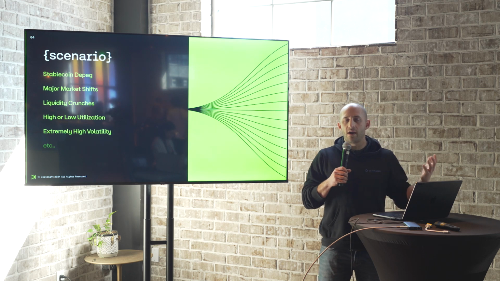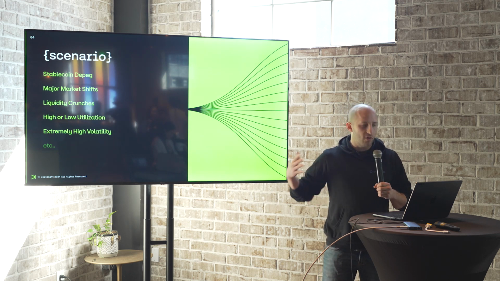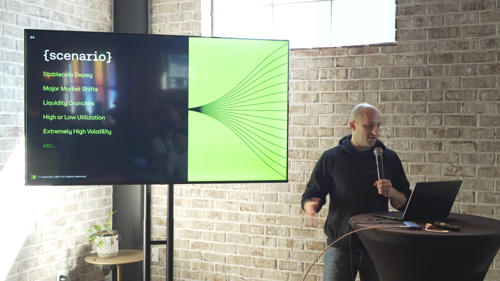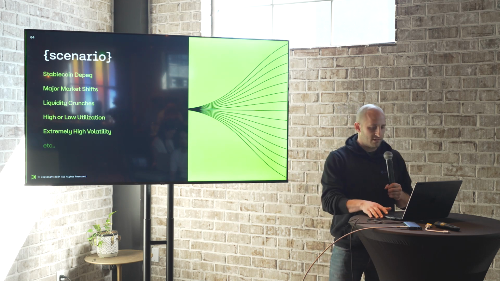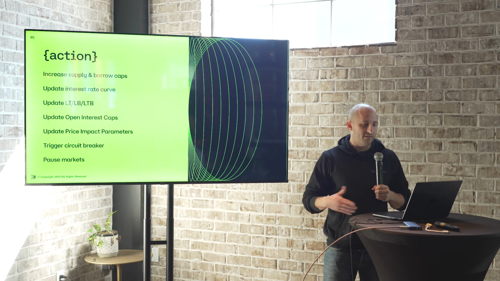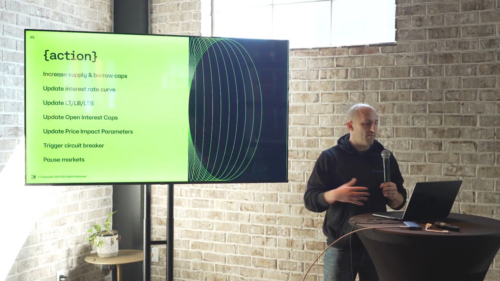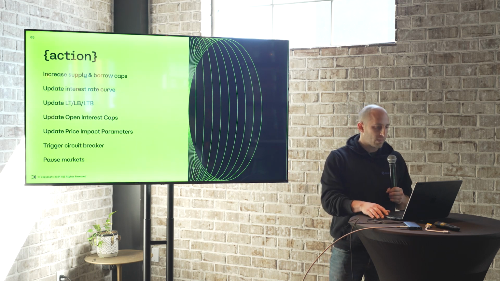So a scenario we're thinking about or looking into is what happens if a stablecoin depegs, or if markets shift in one direction in a major way, liquidity crunches, high utilization, high volatility, things like this. And an action you may take when any of these scenarios occur is adjusting parameters for the DeFi protocol that we're working with. So that may mean increasing supply and borrow caps, updating interest rate curves, things like that.